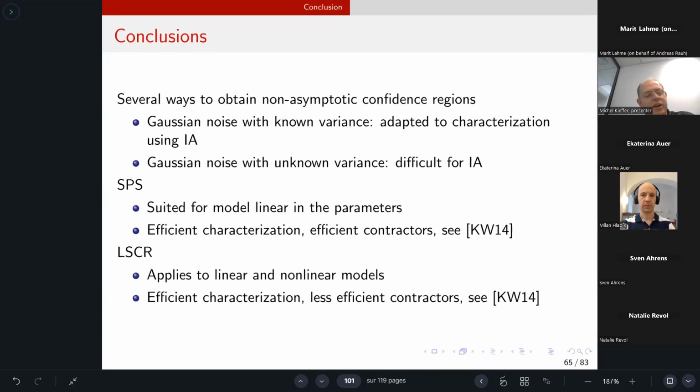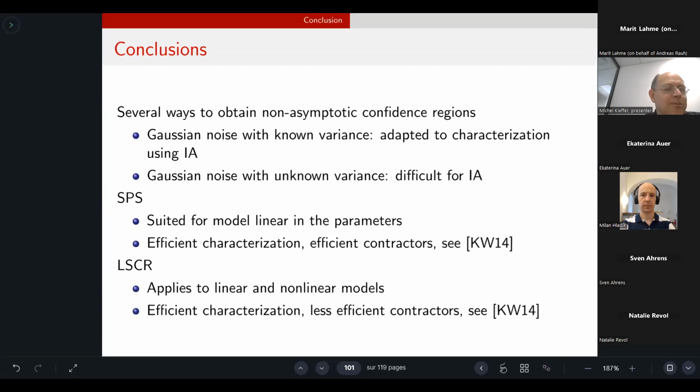And LSCR applies to linear and non-linear models. And again, you get an efficient characterization. Unfortunately, you have less efficient contractors. And this is one of the directions of research of this kind of work, to define efficient contractors in order to be able to obtain the result in a minimum amount of time.